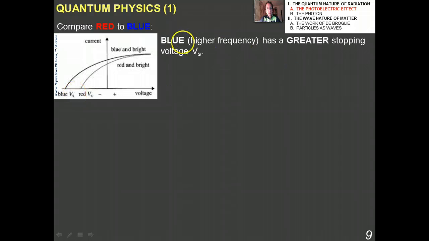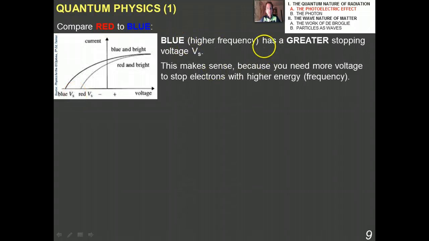Now comparing red to blue. If we have bright light of the same intensity, blue and red, it turns out that the frequencies cause the stopping voltages to be different. Blue has a higher frequency, a higher energy than red. So it looks from this graph that the higher the frequency, the greater the magnitude of the stopping voltage. That makes sense, because you would need more stopping voltage to stop the electrons that have a higher energy or higher frequency. So that kind of makes sense.